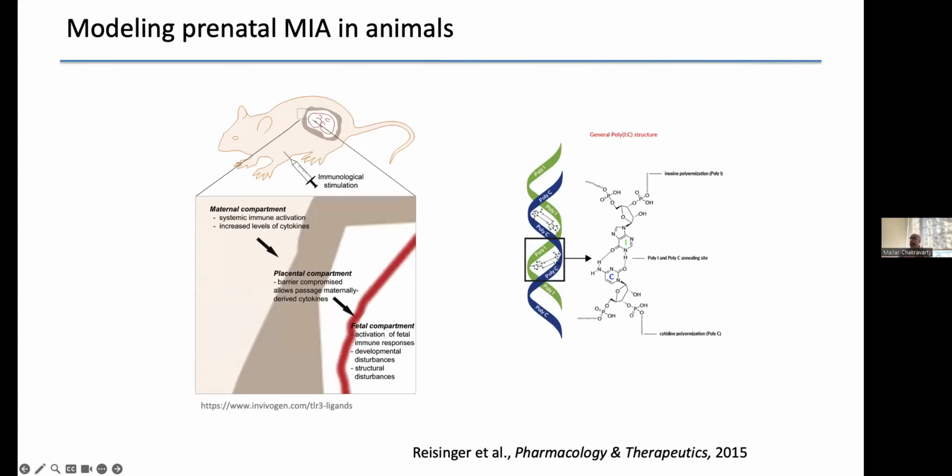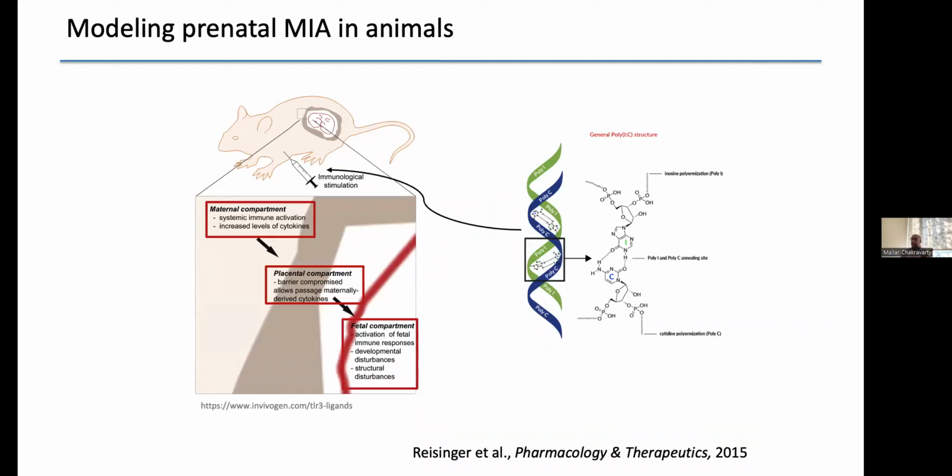So it basically fools the immune system into thinking there's an attack. When injected in the mouse, it crosses over from the maternal compartment through the placental compartment and into the fetal compartment, and may also have effects on the ordering and the organization of the placenta itself.